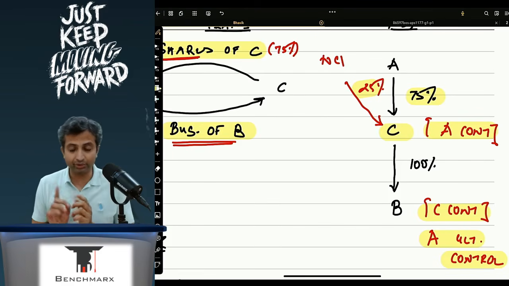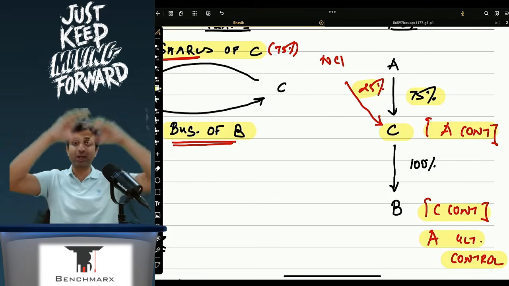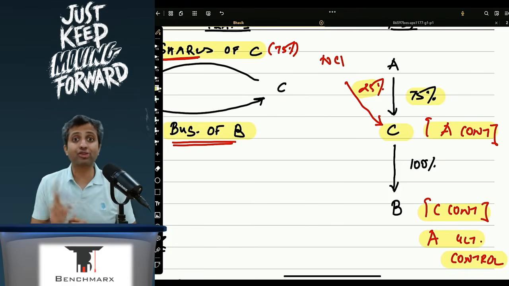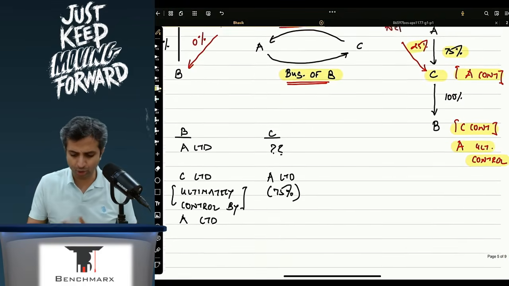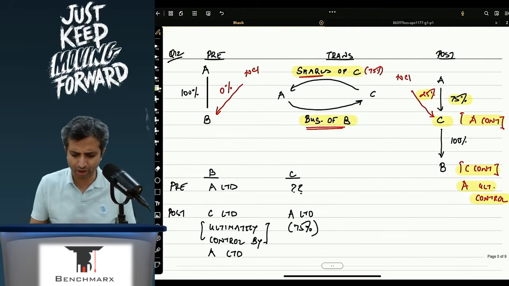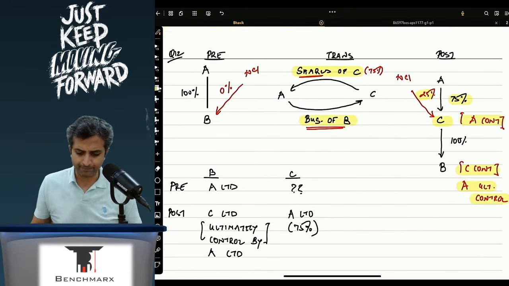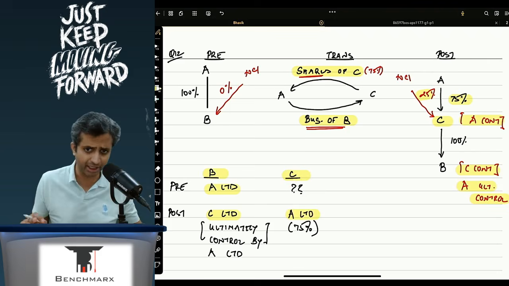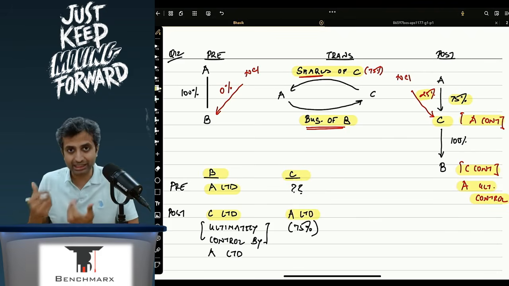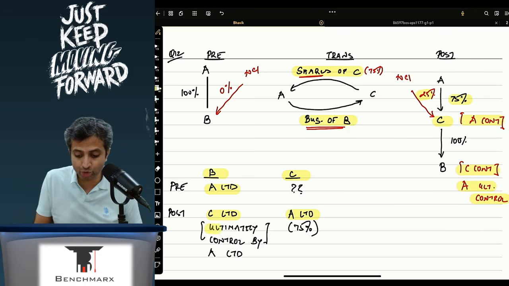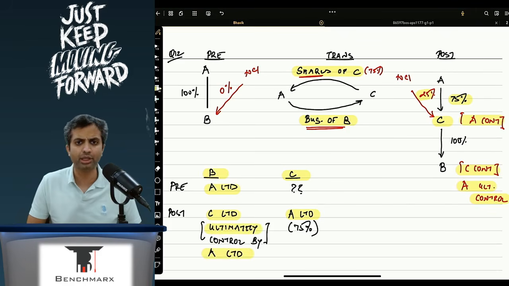So effectively, one can say that this transaction can be broken up into two parts. Okay, we have just mentioned the control: pre the transaction, B was controlled by A; post the transaction, B was controlled by C. Pre the transaction, we don't know who C was controlled by, but post the transaction, we can say with confidence it is controlled by A, and hence one can say that B continues to be ultimately controlled by A only.